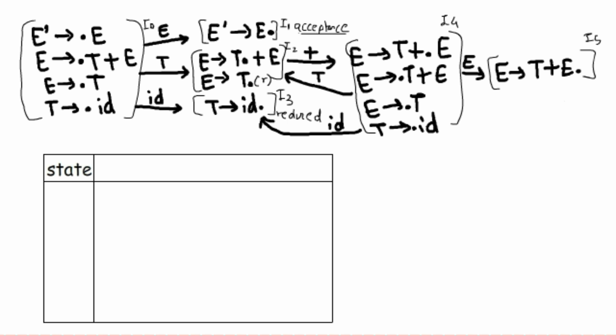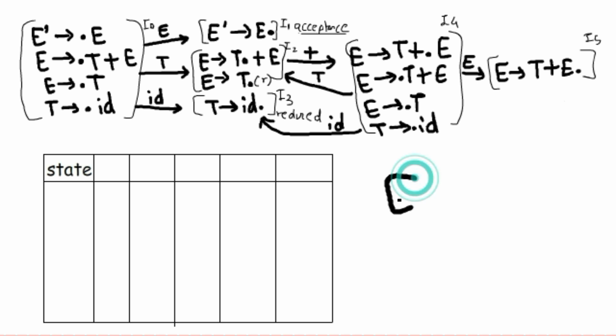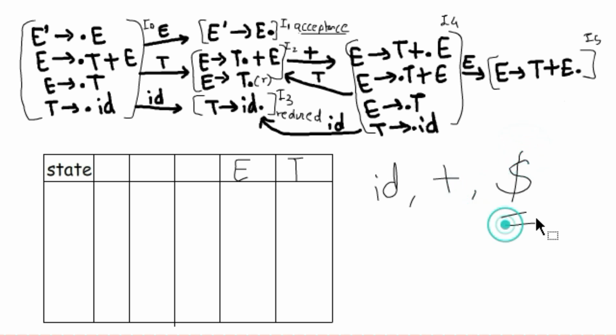Now the second column is this part. We can divide it into two different parts. The first part consists of terminal symbols and the second part consists of non-terminal symbols. How many non-terminal symbols do we have? We have E and we have T. So these two are non-terminal symbols. How many terminal symbols do we have? We have ID, we have plus, and the final terminal symbol that we have to write in the table is dollar.